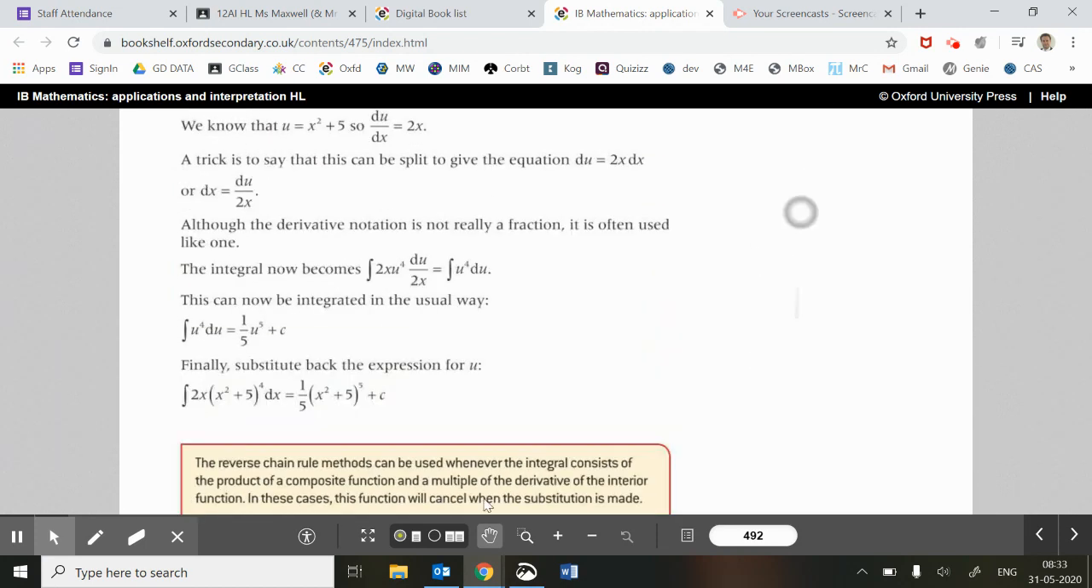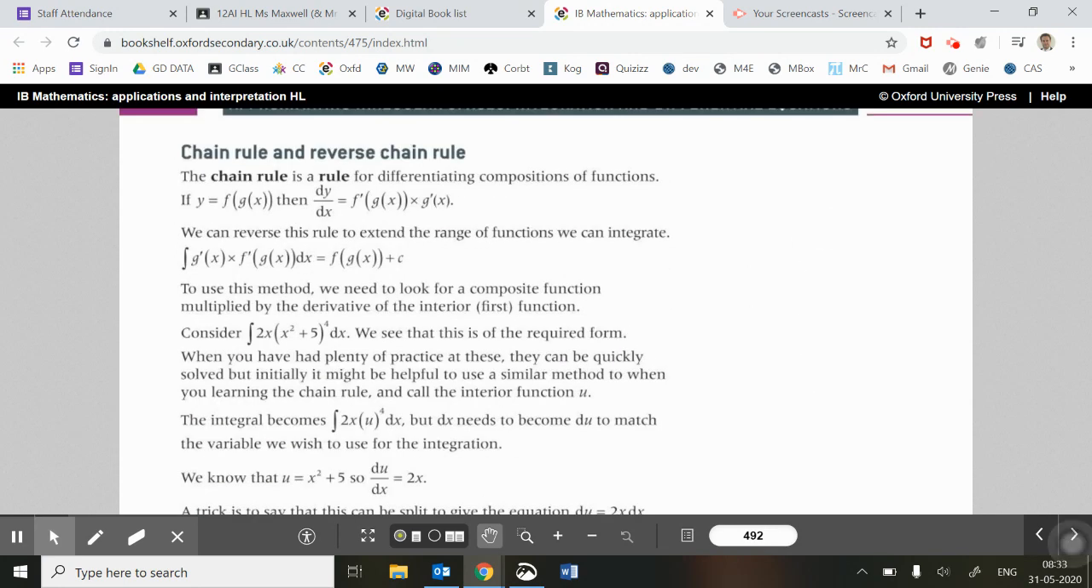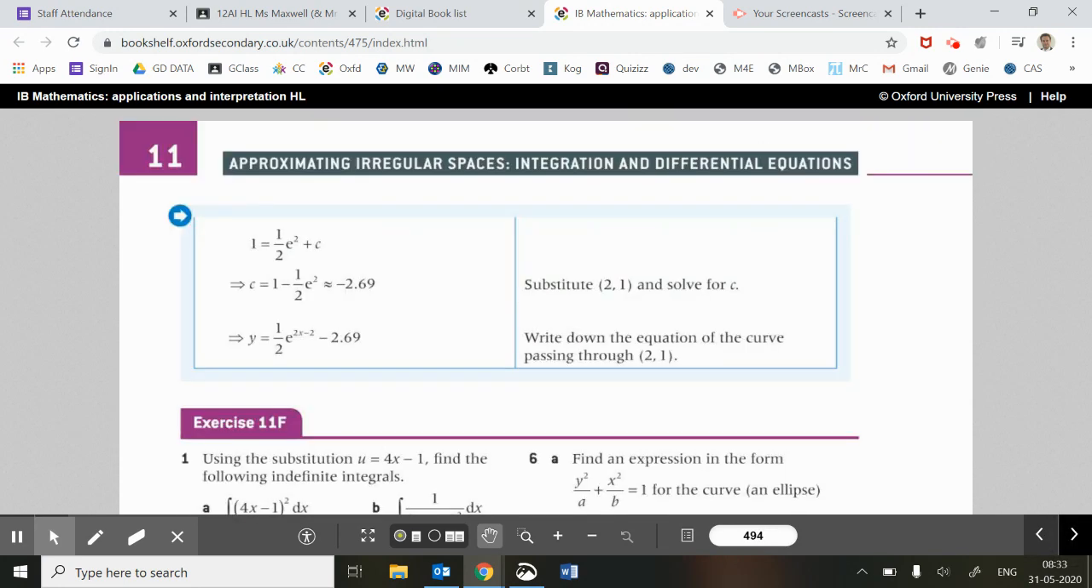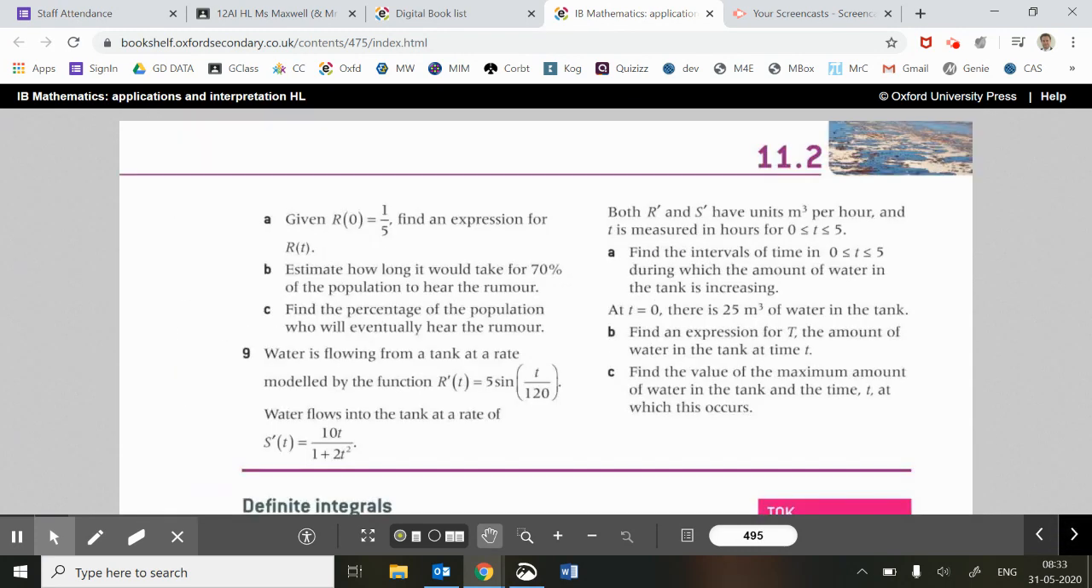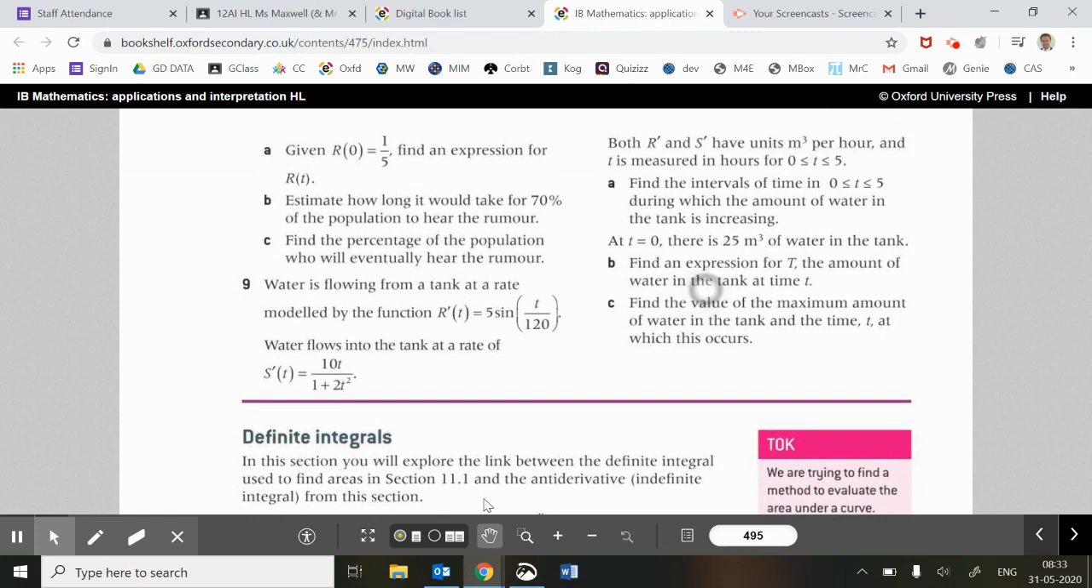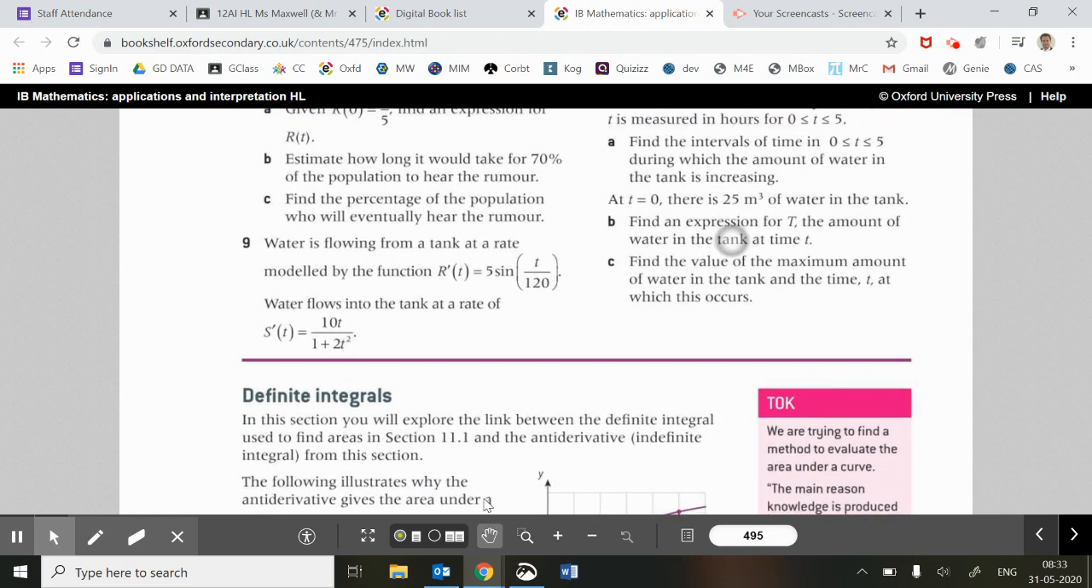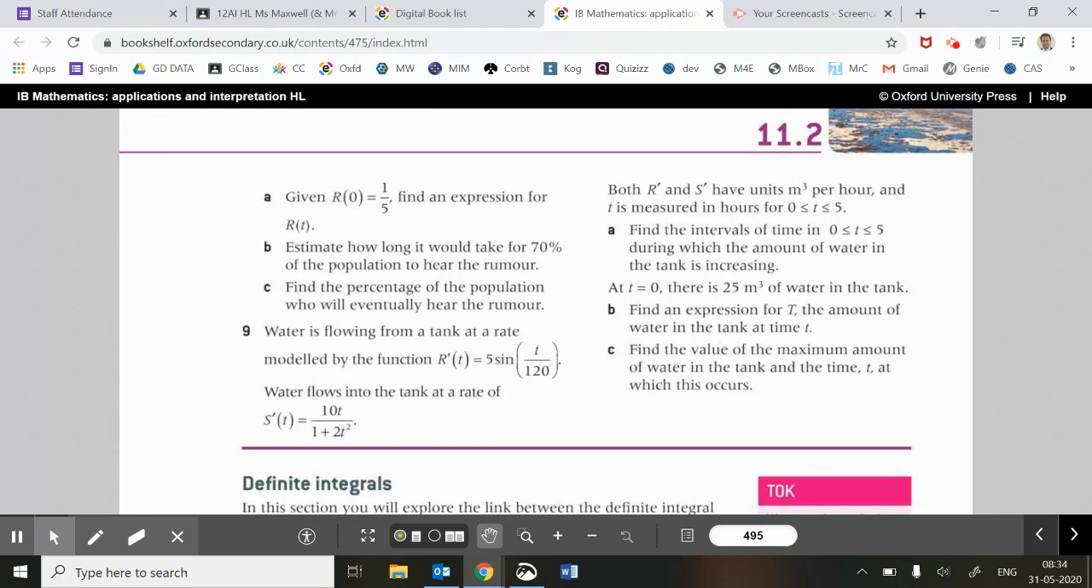Right then, guys, hopefully that's all you need today. For you to get on with the exercises, you've got 11F there, and in 11F you've got all the way up to question 9. Beyond this is definite integrals, which is where we're going to start putting in our limits and showing our techniques. So yeah, get as far as you possibly can with this work today. Thank you for listening.